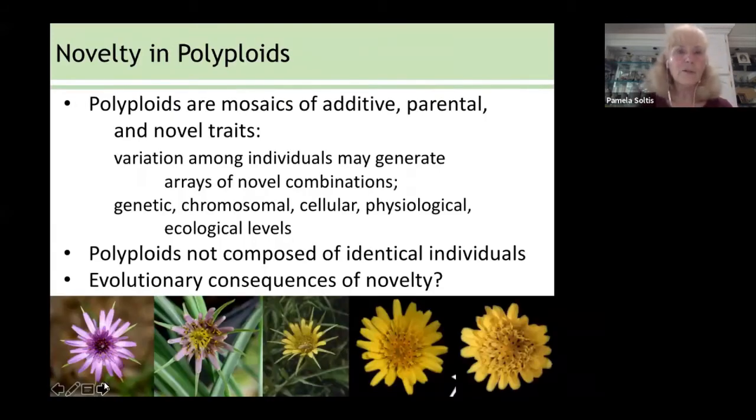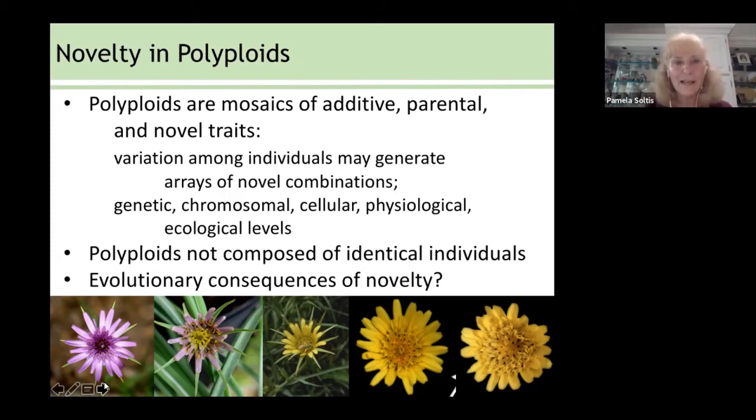So I think what this shows us is that polyploids are mosaics of additive, parental, and novel traits. We see variation among individuals, and this variation may generate arrays of novel combinations. We see variation at the genetic, chromosomal, cellular, physiological, and ecological levels, as well as morphological levels. And I'm showing you data to back that up, but you'll have to believe me on that one. So polyploids are not composed of identical individuals.